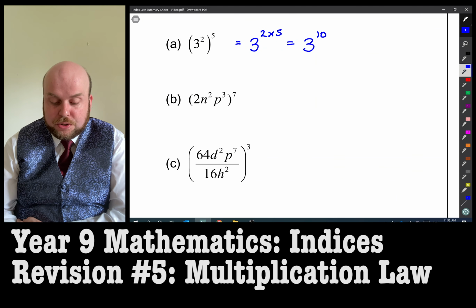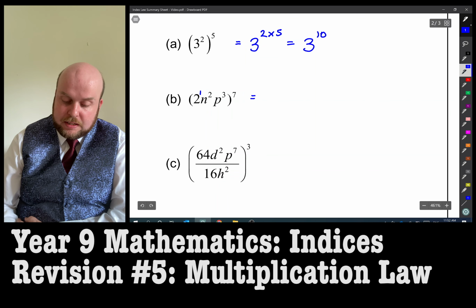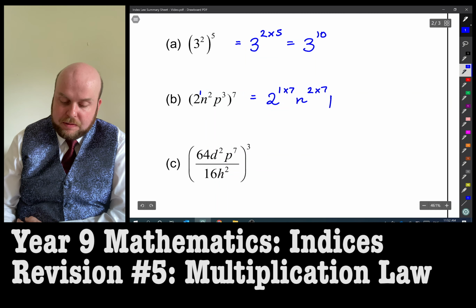B, in brackets 2n squared p cubed, close brackets, to the power of 7. Fun fact, here's a common rookie mistake. People forget to deal with the fact that 2 has a little power of 1 next to it. And sometimes people forget to get that power on the outside multiplied with it. So this is the same as saying 2 to the power of 1 times 7, n to the power of 2 times 7, p to the power of 3 times 7, which is 2 to the power of 7, n to the power of 14, and p to the power of 21.